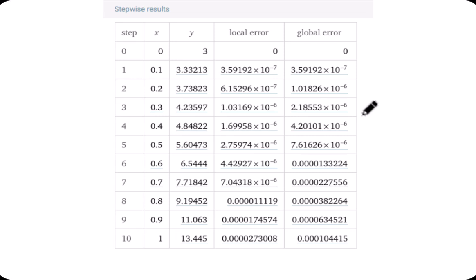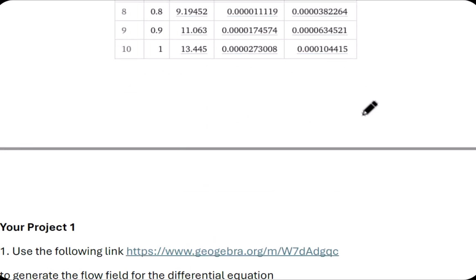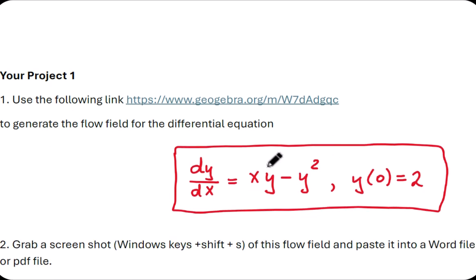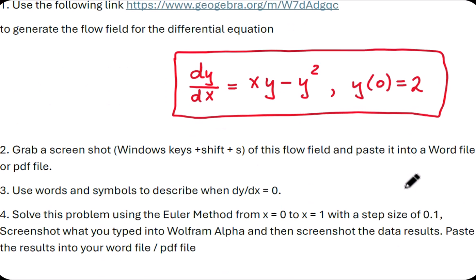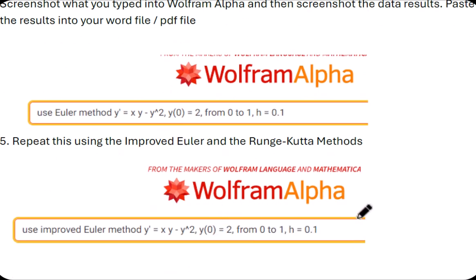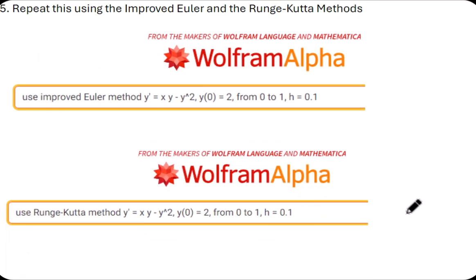And so you're going to do the same basic thing. Here is the link for how to get the flow field. Yours is similar. You've got xy minus y squared. Initial condition, you're going to get your screenshots. Same step size, 0 to 1. And then you're going to type this in for doing yours, improved, and the Runge-Kutta.